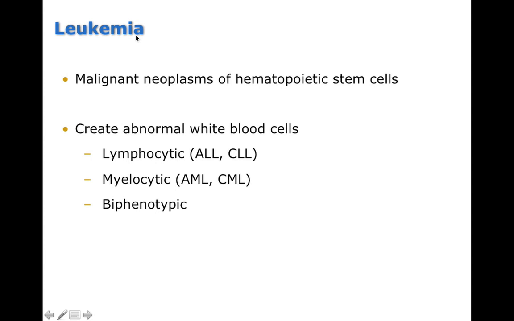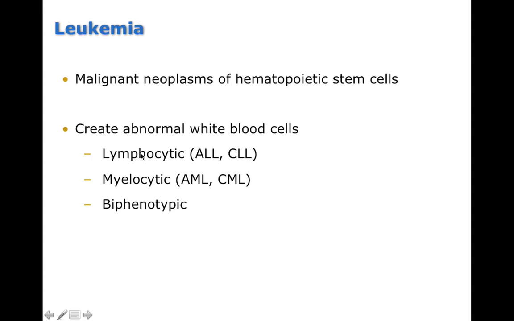Okay, so the first set of disorders we're going to talk about are the leukemias. Leukemias are malignant neoplasms of hematopoietic stem cells that remain within blood or bone marrow, and that's how they're defined as leukemia. Although leukemias mostly are related to cells of the myeloid stem cell line, we do find that they also involve lymphocytic stem cells. And we can subdivide these into acute versus chronic, lymphocytic and myelocytic leukemias.